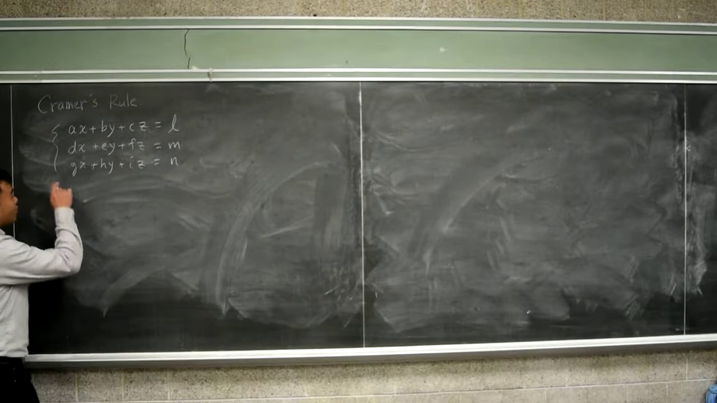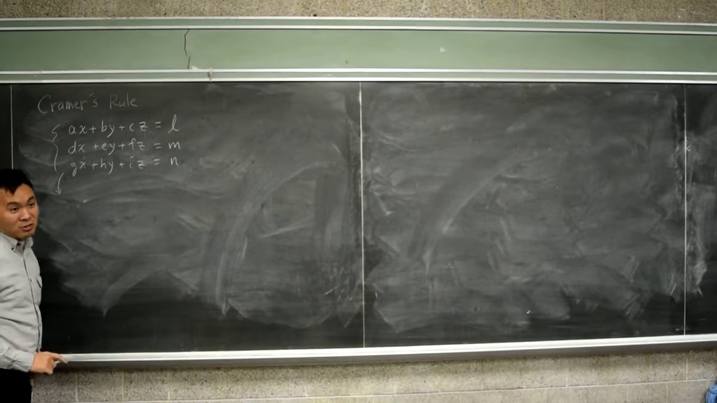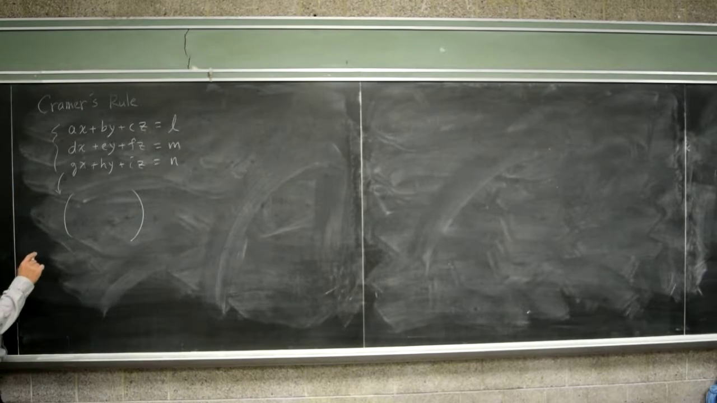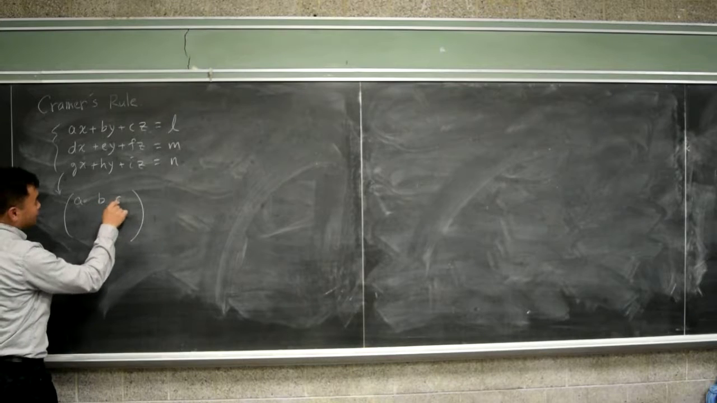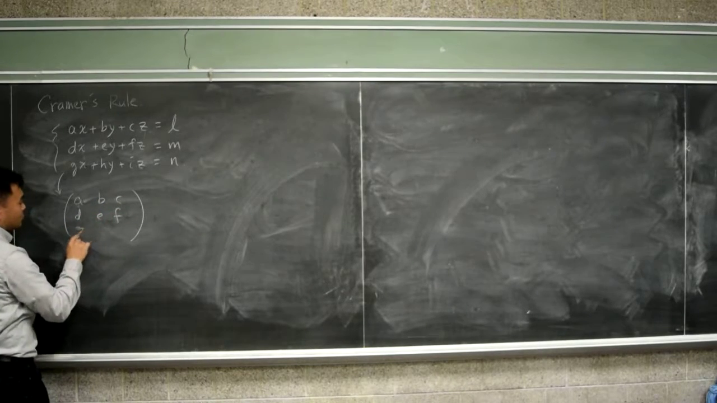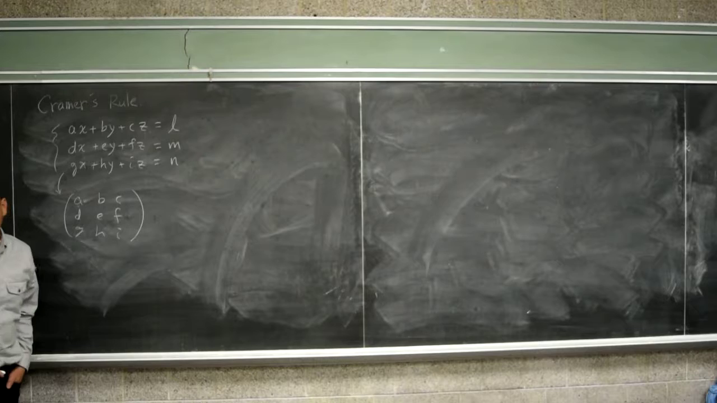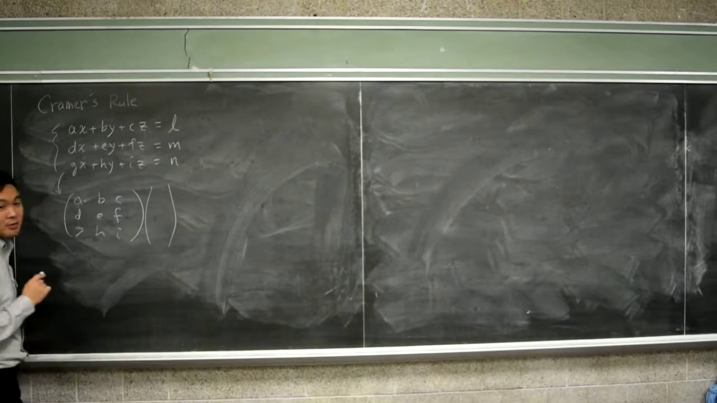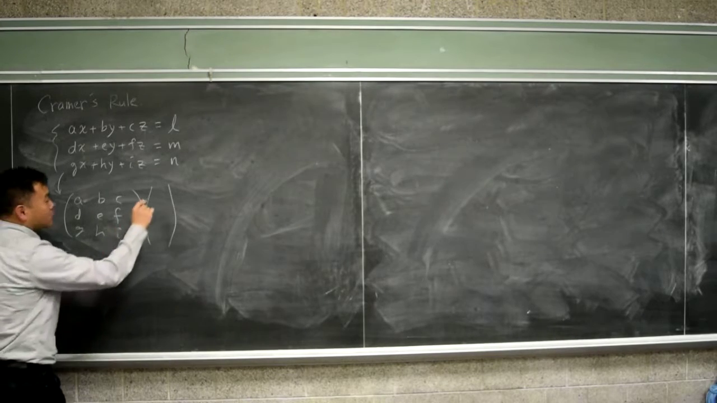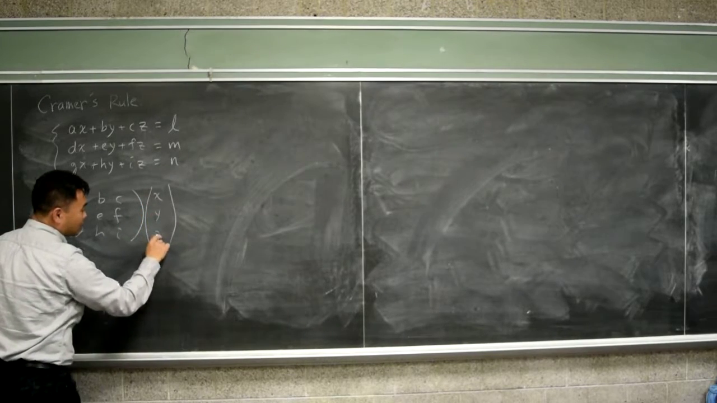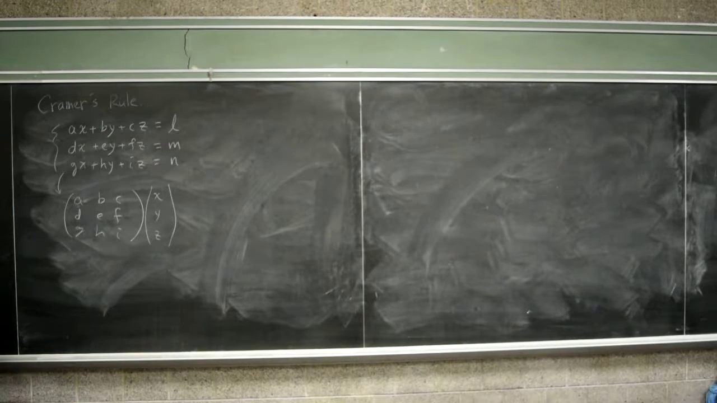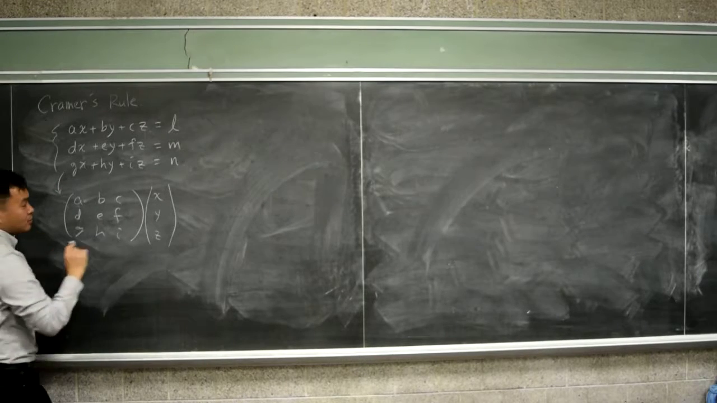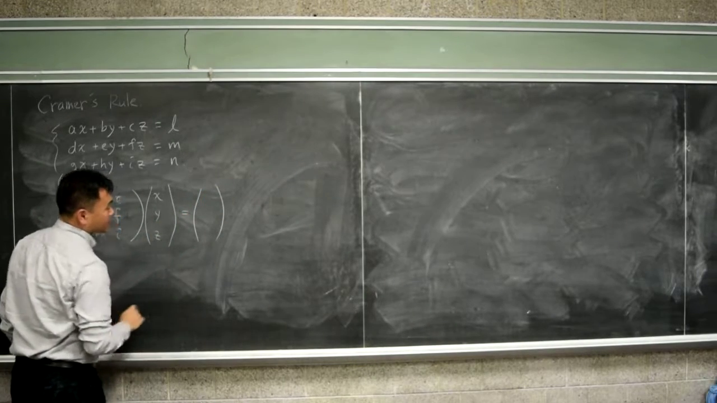Now, what would this become if I change this into matrix form? First, what should I write? A, B, C, D, E, F, G, H, I. First, you write down the matrix of coefficients, and then what do you multiply? X, Y, Z, a column vector of unknowns. And just check that this times this does give you this very first one. Equals what? L, M, N.